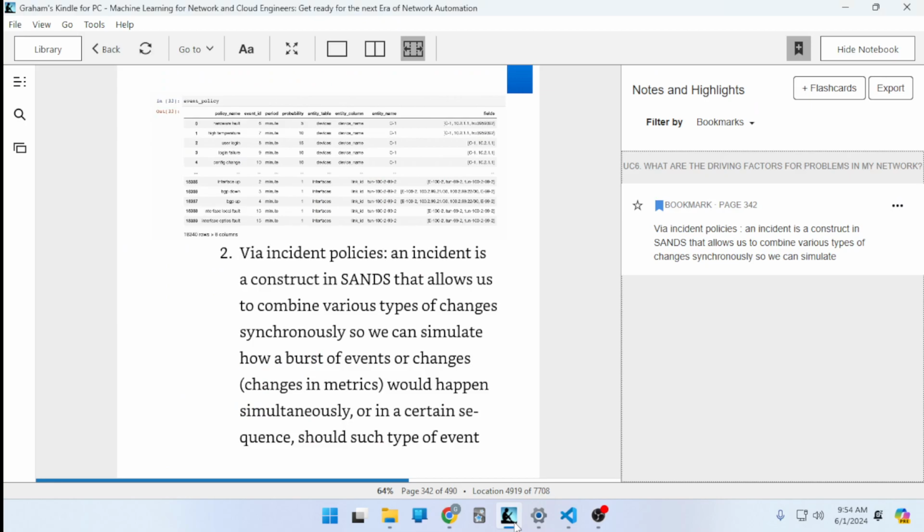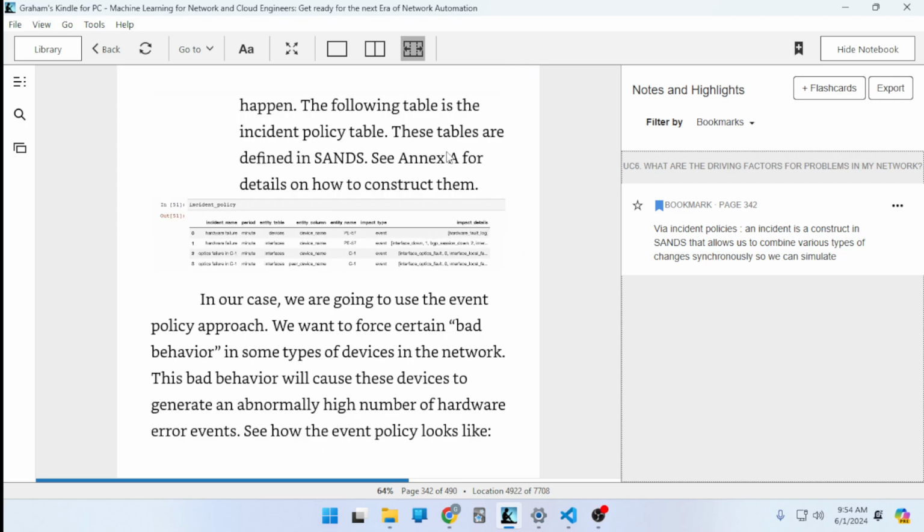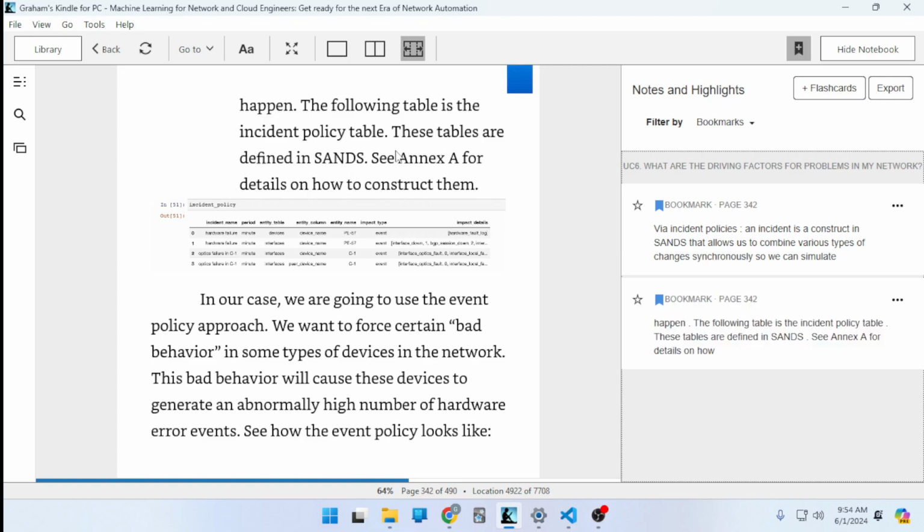Number 2, via incident policies. An incident is a construct in SANS that allows us to combine various types of changes synchronously, so we can simulate how a burst of events or changes in metrics would happen simultaneously or in a certain sequence should such type of event happen. The following table is the incident policy table. These tables are defined in SANS. See Annex A for details on how to construct them.